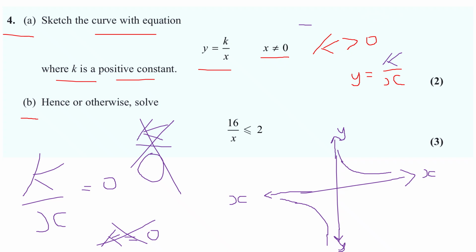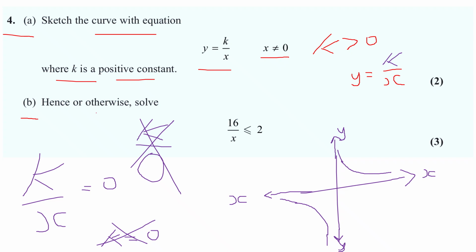I'll just delete it in case it is wrong. Asymptote. So it means that it gets closer and closer to the x and y axes but never touches them, for the reasons I've just said. I can't divide by 0, and I can't have 0 equals k over x because there's no solution.